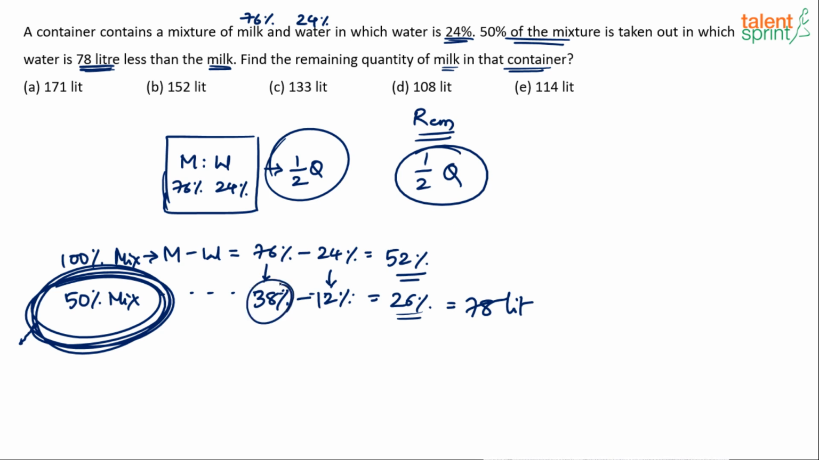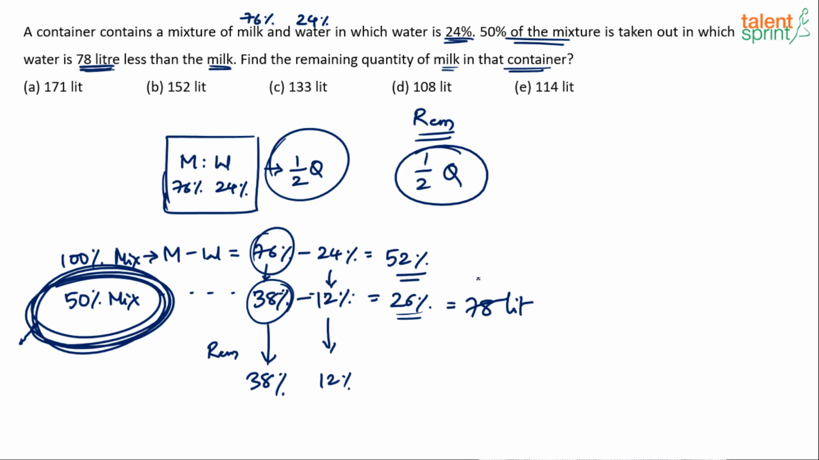See, if 38% of milk is removed, remaining is another 38%, right? Out of 76%, 38% is removed. So what is the balance? Remaining another 38%. Same with water also. How much water is remaining? 12%. Out of 24, 12 was removed.